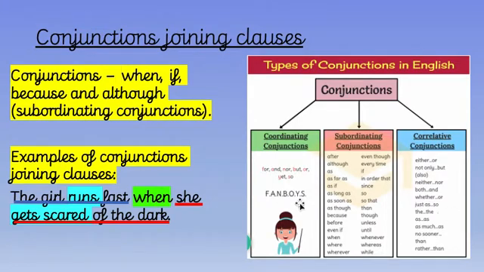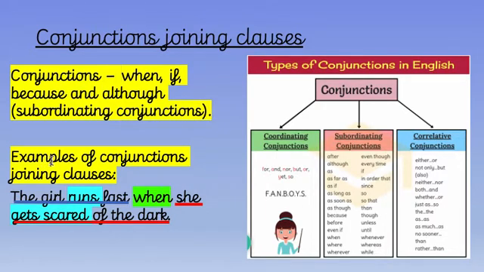And then if you have a look at this picture over here, it shows that there are actually three different types of conjunctions: subordinating conjunctions, coordinating conjunctions, and correlative conjunctions. Today we are just looking at subordinating conjunctions, which are the when, if, because, and although, and there are quite a lot of other ones which you could use as well, but we're just going to look at these four today so we can get the hang of it.